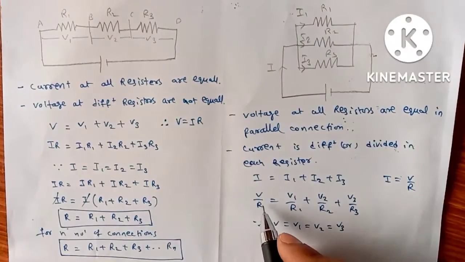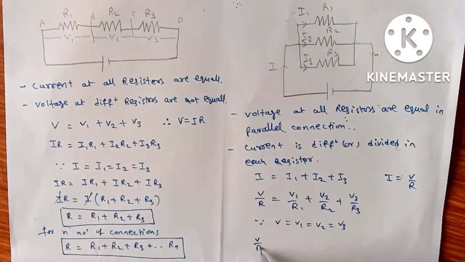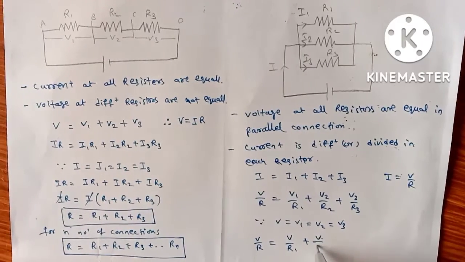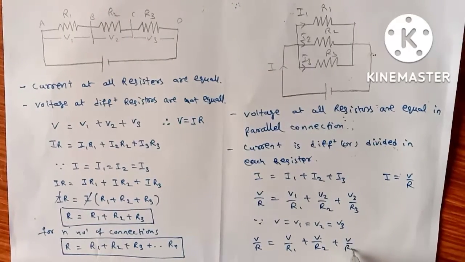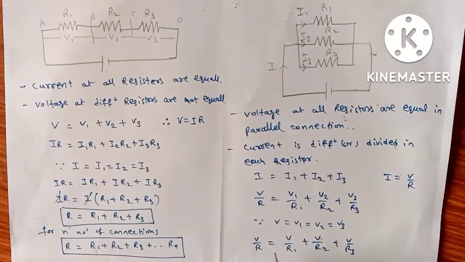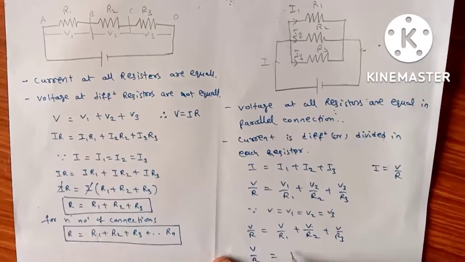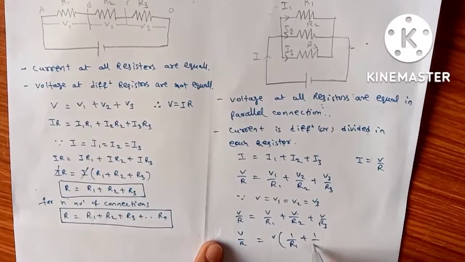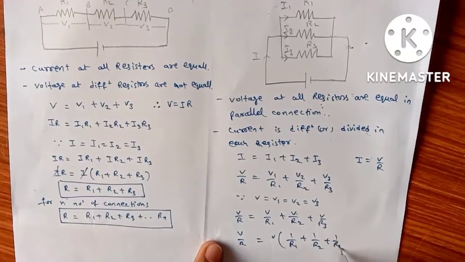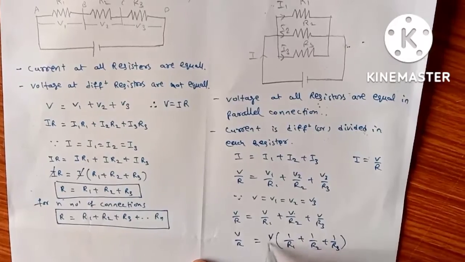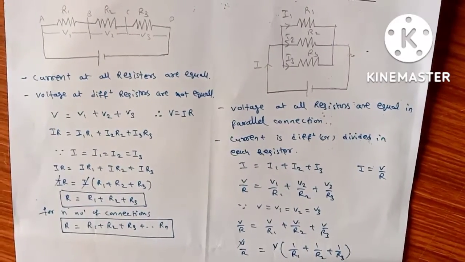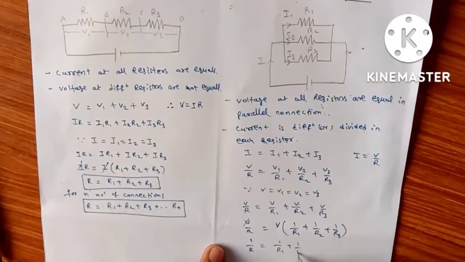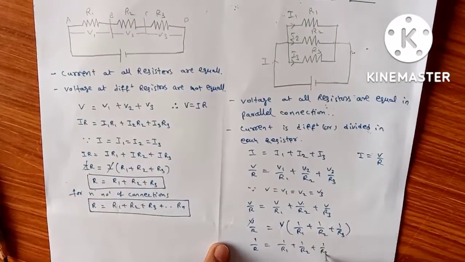Now write this formula as V by R equals V by R1 plus V by R2 plus V by R3. Now V is common in all terms, so on both sides we cancel it. Now 1 by R equals 1 by R1 plus 1 by R2 plus 1 by R3.